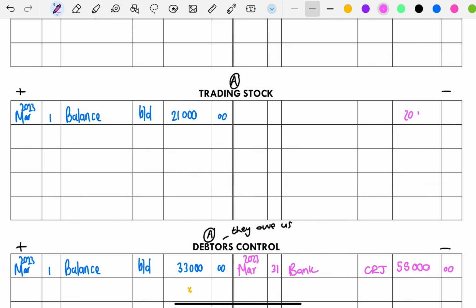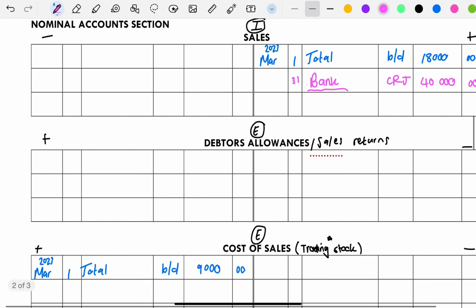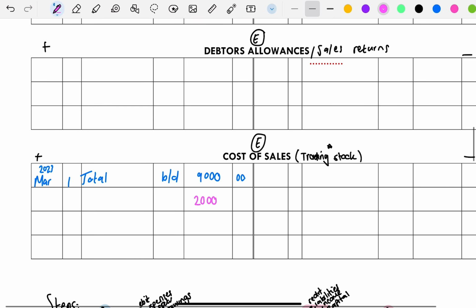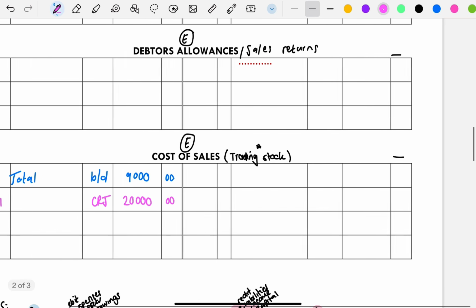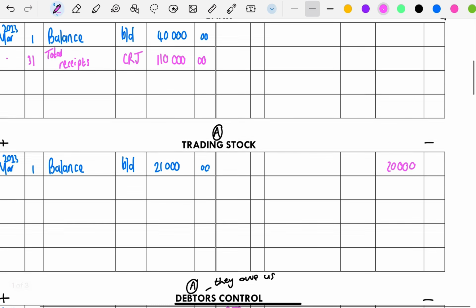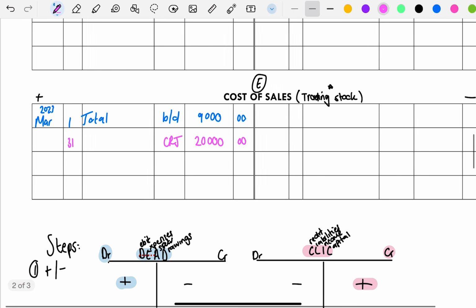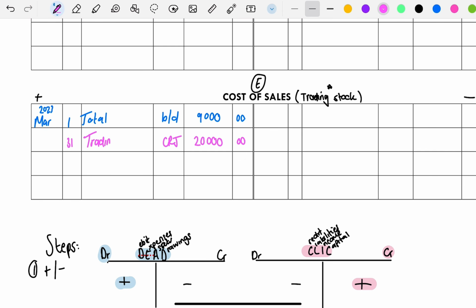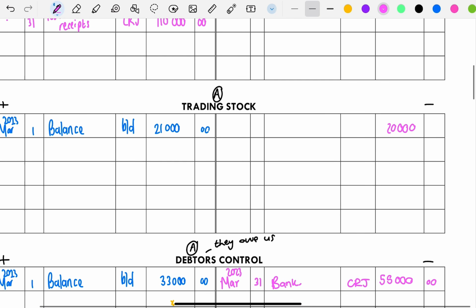So if I'm crediting trading stock with 20 and I'm debiting cost of sales with 20, that is basically what my posting rule says. Now, filling in the details, you'll see is very simple. The month is still March, I'm not writing it again. The day is 31, the journal is CRJ. And now because the debit is here in cost of sales, but the credit, we put it in trading stock, it means that in cost of sales, we're going to write that the credit is in trading stock. And in trading stock, we're going to have to write that the debit is in cost of sales.